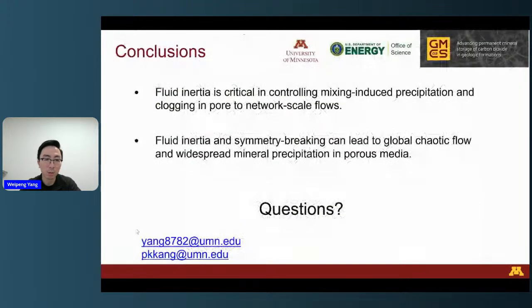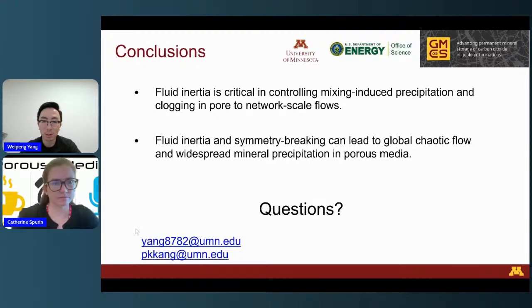So, conclusion: fluid inertia is critical in controlling mixing, precipitation, and clogging in important network-scale flow. And fluid inertia and symmetry breaking can lead to global chaotic flow and widespread mineral precipitation in porous media. Yeah, I think that's all of my presentation.